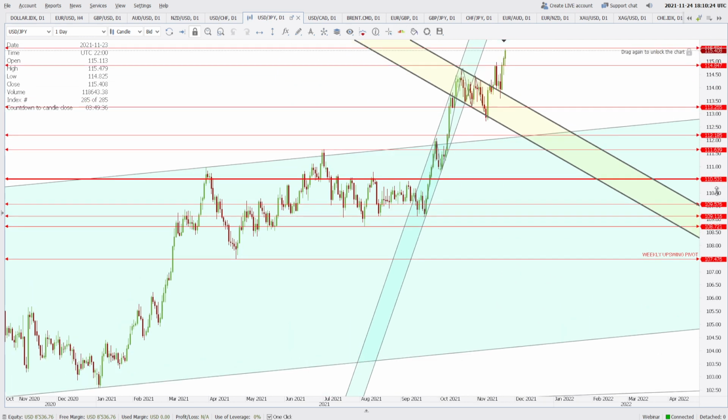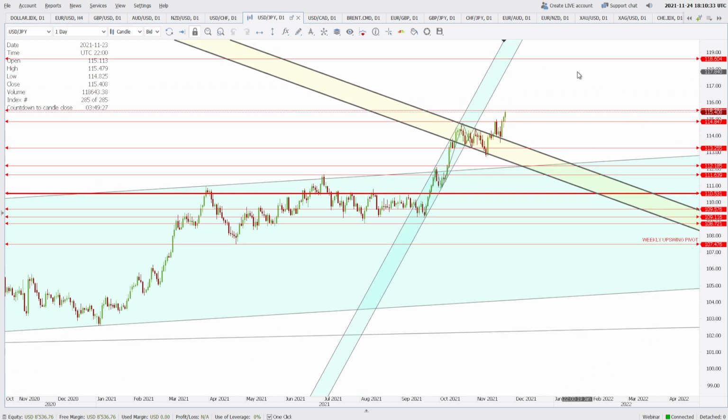But right now the price is trading at resistance of 115.50. The support is 114.84. We need a close above 115.50 for 118.60 to be exposed in this market.